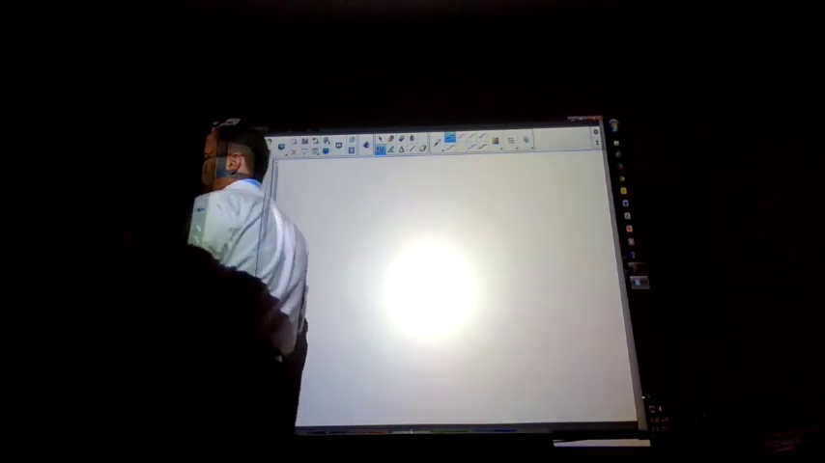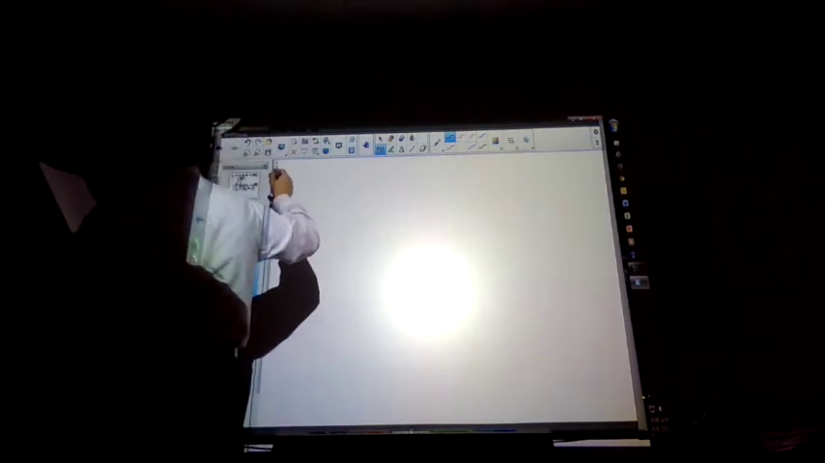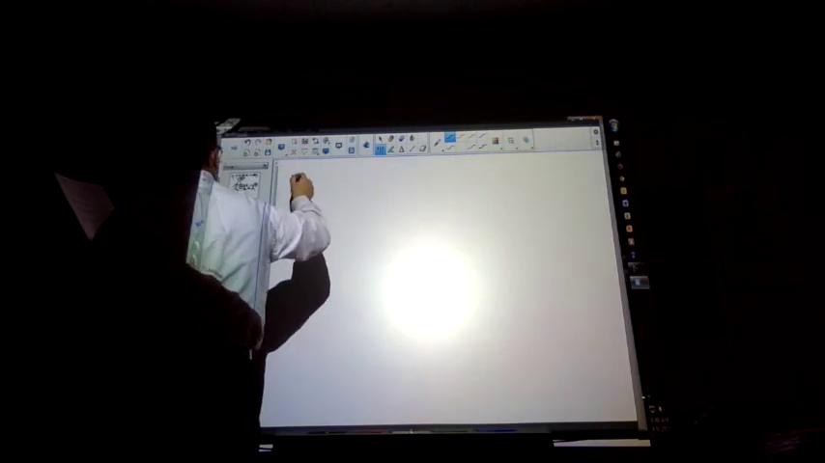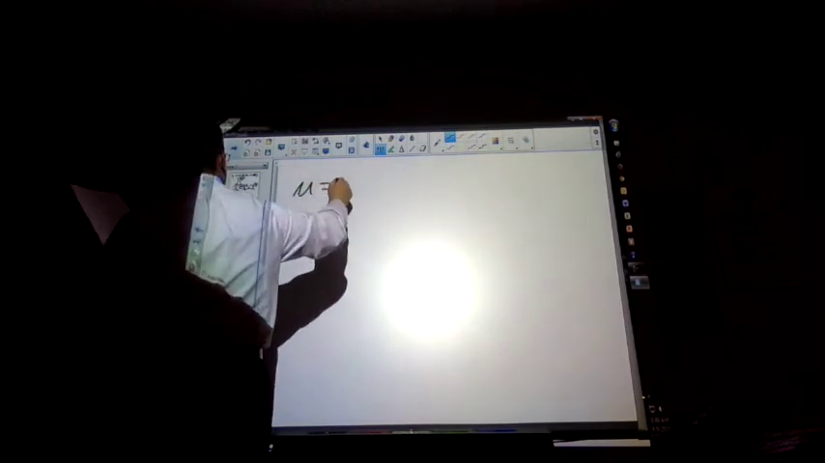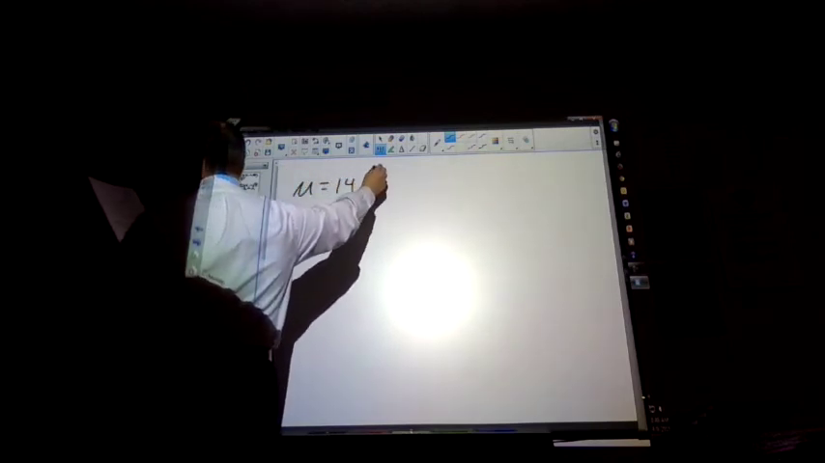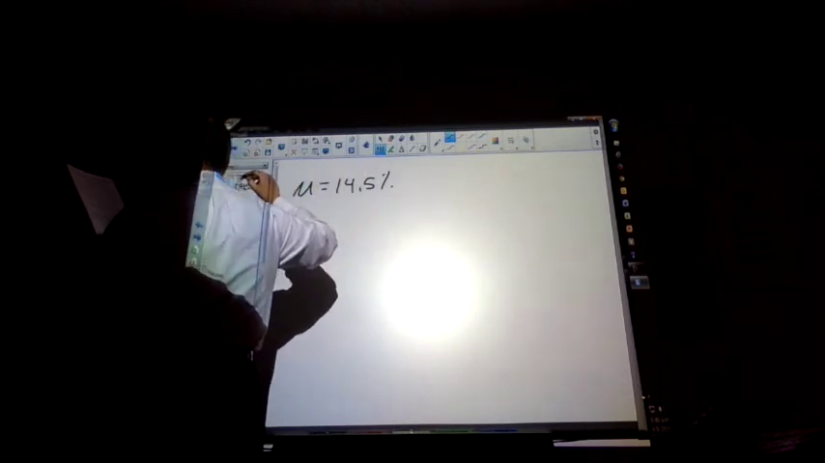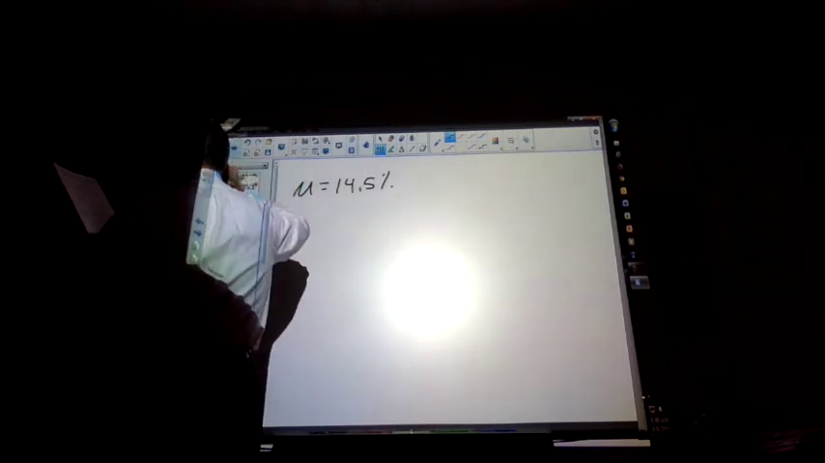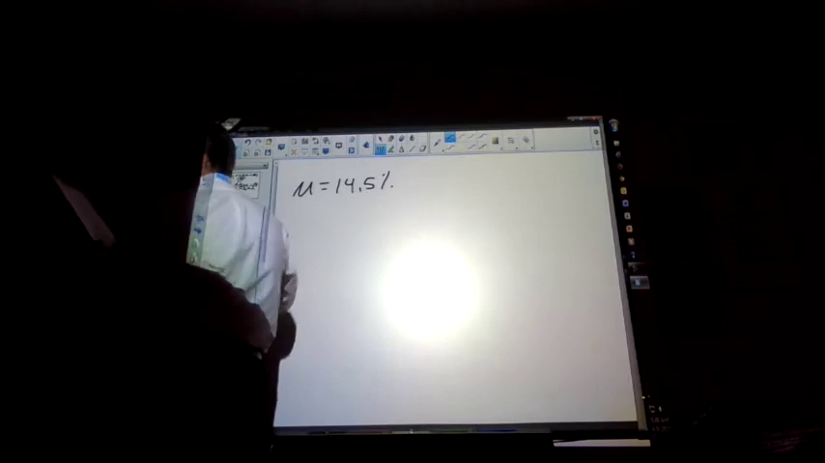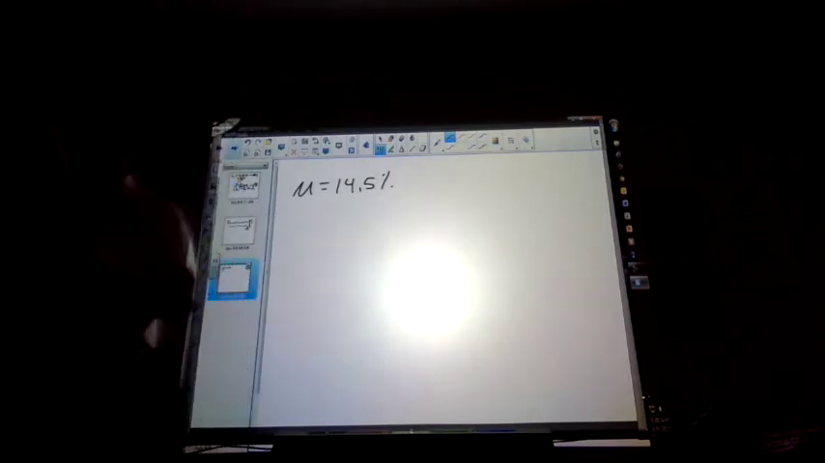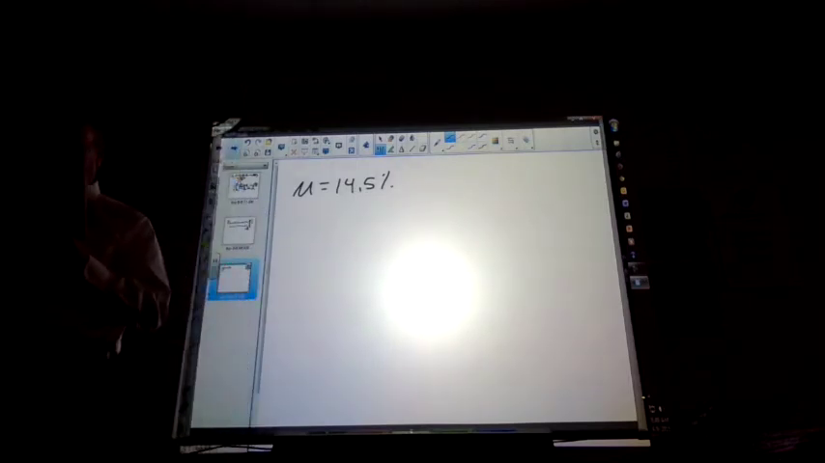Okay. The bank believes that 14.5% of people who receive loans will have a late payment. So average is 14.5. Based on past experience, the bank believes 14.5% of people who receive loans will have a late payment at some point during the loan period. The bank approved 400 loans.